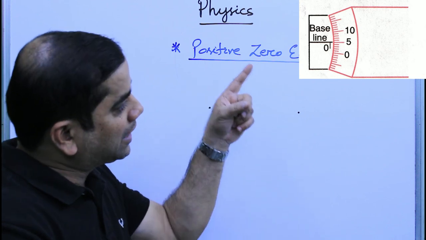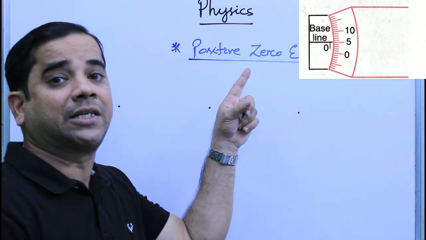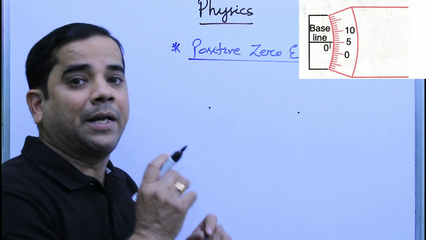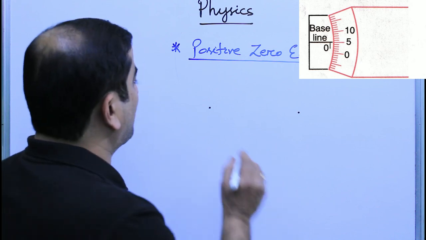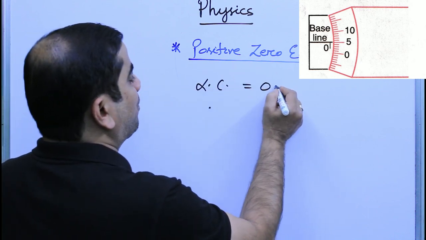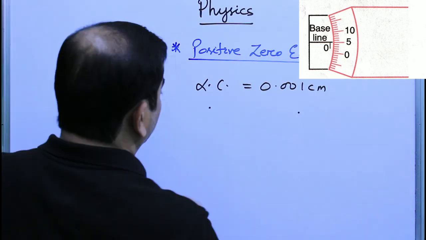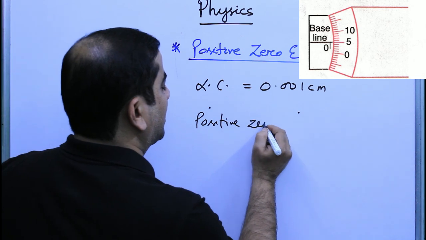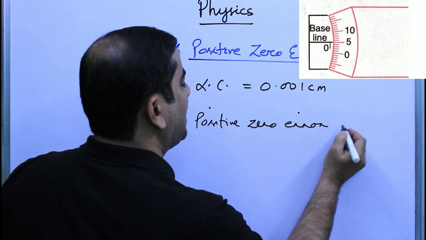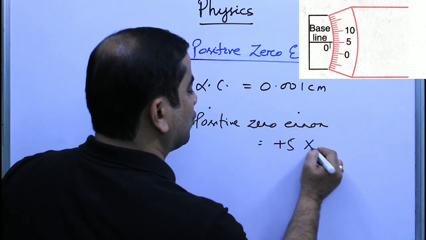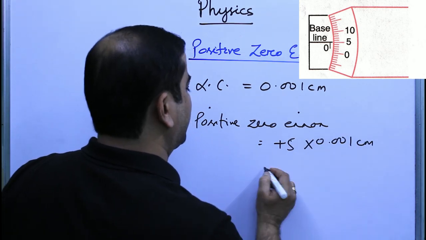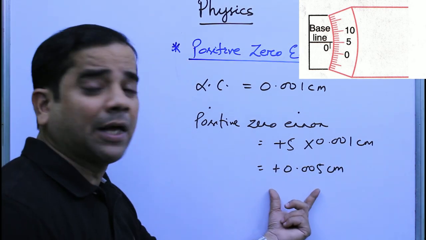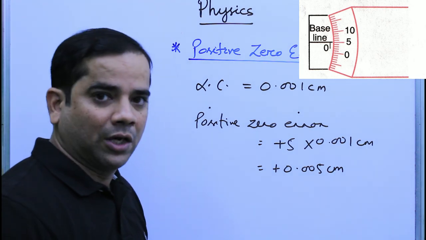Okay, so now you can clearly see that the fifth division of the circular scale is coinciding with the zero of the main scale. We need to multiply the number of divisions with the least count. Suppose the least count is 0.001 centimeter. So in this case, the positive zero error would be plus 5 into 0.001 centimeter. That is equal to 0.005 centimeter. Okay. So this is the positive zero error for this screw gauge.